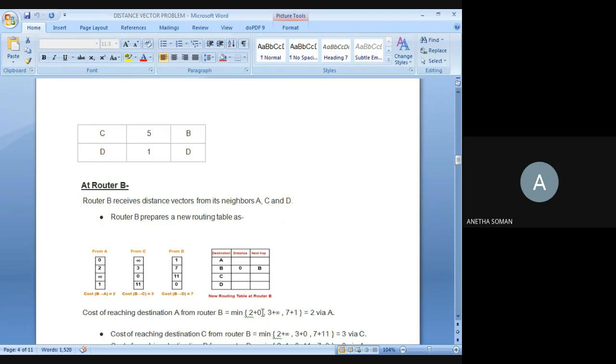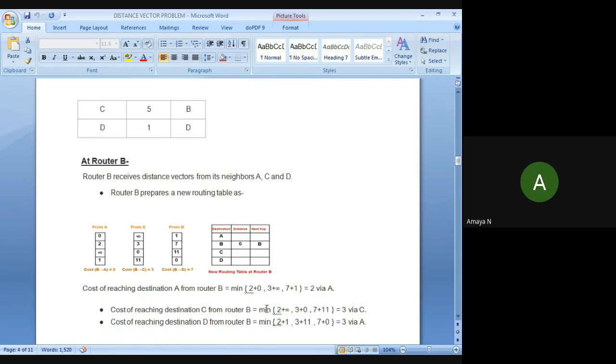Now find out what is the cost of reaching destination D from router B. Minimum of 7 plus 0, 3 plus 11, and 2 plus 1. You tell it in order: first from A, then C, then D. So it is 2 plus 1, 3 plus 11, and 7 plus 0. Now which is the minimum value here? 3 is the minimum value, 3 via A, right?